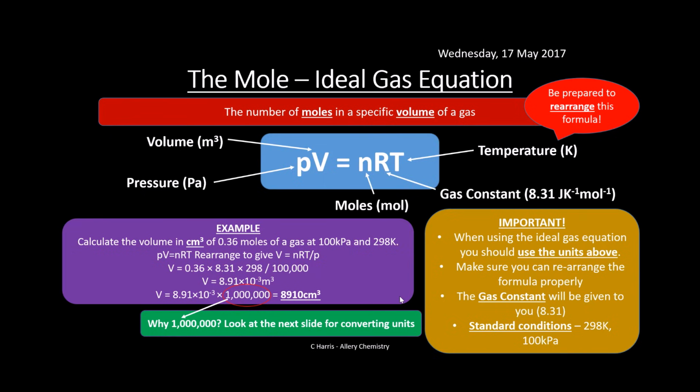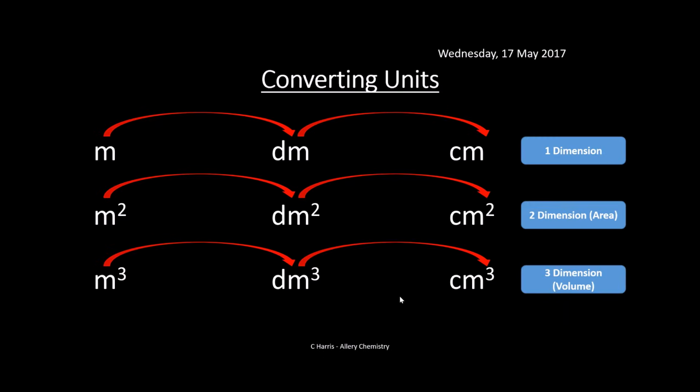Okay, so important, when using the ideal gas equation, you should use the units above that have been mentioned. Make sure you can rearrange the formula properly. The gas constant will be given to you, which is 8.31, and the standard conditions are 298 Kelvin and 100 kilopascals. Okay, so you must remember that. Okay, so let's have a look at these converting units.